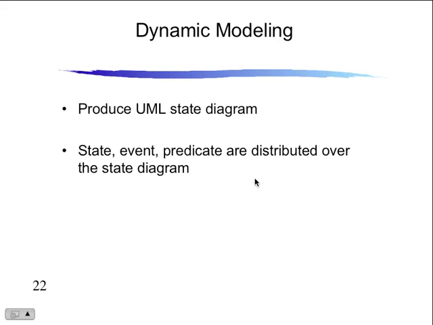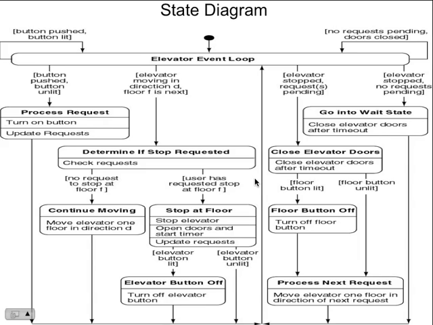predicates are distributed over the state diagram itself, and here we go. This is where people go, oh no, I knew object orientation, I knew UML was hard. It isn't. This diagram is just ugly. This diagram is showing you, and don't bother even reading it, it's the elevator.